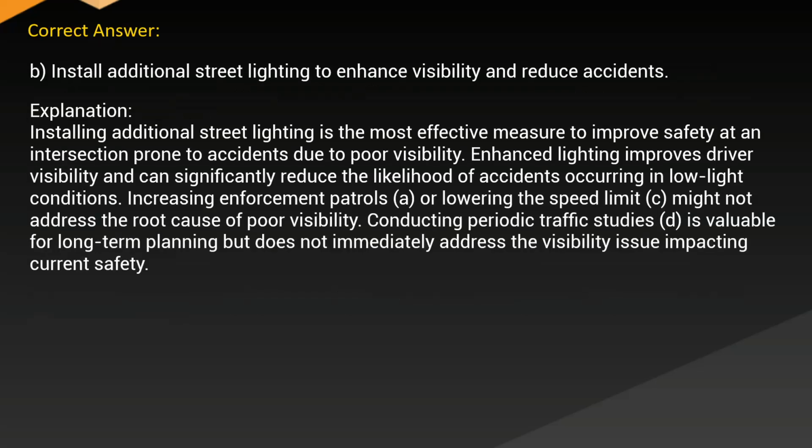Correct answer. B. Install additional street lighting to enhance visibility and reduce accidents. Explanation. Installing additional street lighting is the most effective measure to improve safety at an intersection prone to accidents due to poor visibility. Enhanced lighting improves driver visibility and can significantly reduce the likelihood of accidents occurring in low light conditions. Increasing enforcement patrols, A, or lowering the speed limit, C, might not address the root cause of poor visibility.